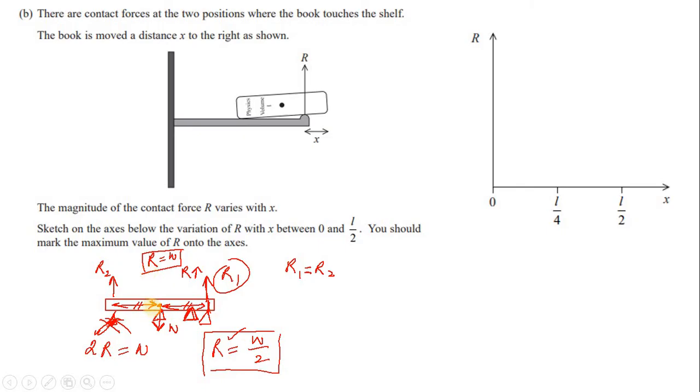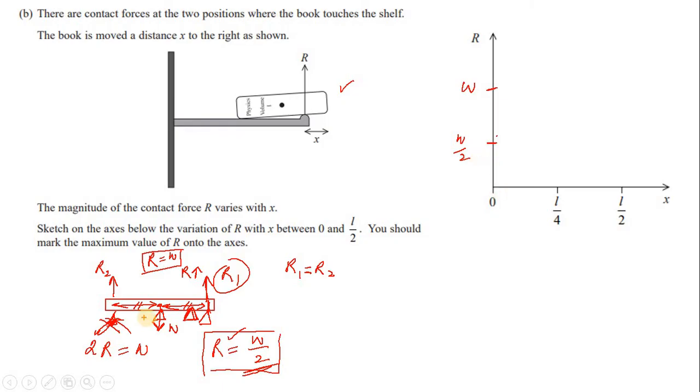So on this axis, the minimum force is W by 2. You can mark here W by 2. This is the minimum one, but it cannot be zero. In this particular case, because the book is in contact, we always have some value of R, so we cannot have a zero value as a minimum. So we have a minimum value of W by 2 and the maximum value will be W. This is the maximum value.